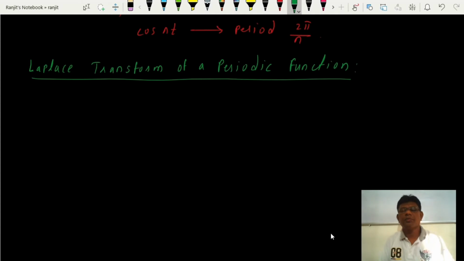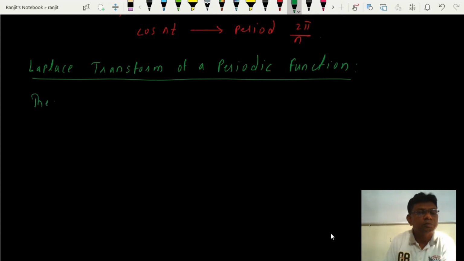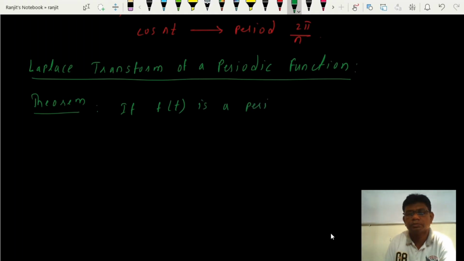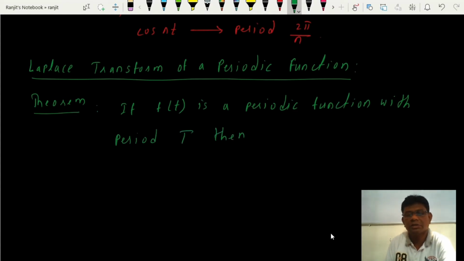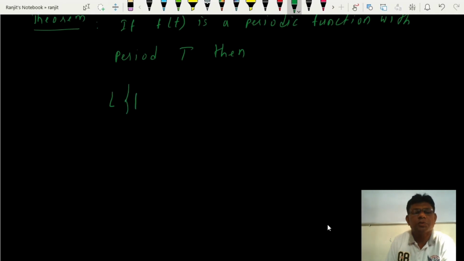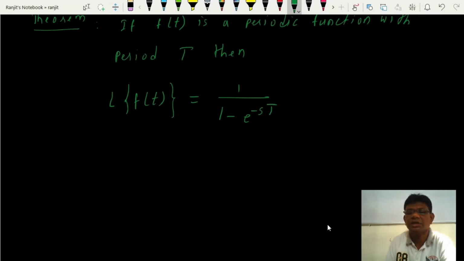Now, the Laplace transform of a periodic function theorem. If f(t) is a periodic function with period capital T, then the Laplace transform of f(t), meaning the Laplace transform of the periodic function, is equal to 1 upon 1 minus e to the power minus sT, times the integration from 0 to T of e to the power minus st f(t) dt.